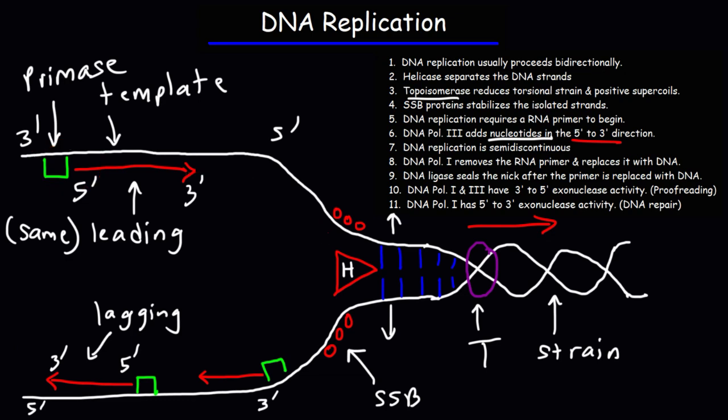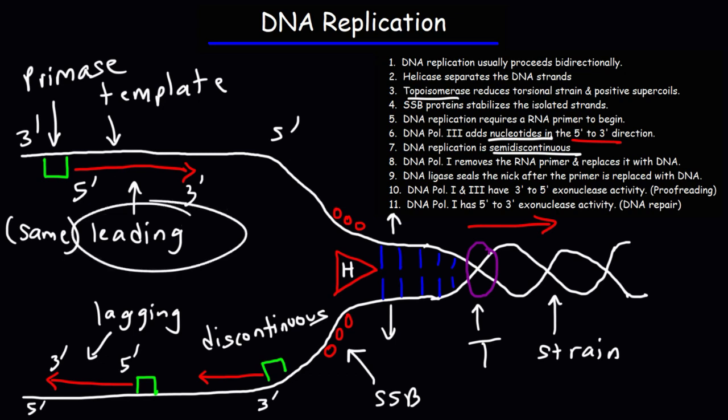On the lagging strand, it doesn't synthesize a new strand continuously. The replication is discontinuous, as you can see here with that empty space. So that's why DNA replication is said to be semi-discontinuous. It's continuous in the leading strand, but discontinuous in the lagging strand.